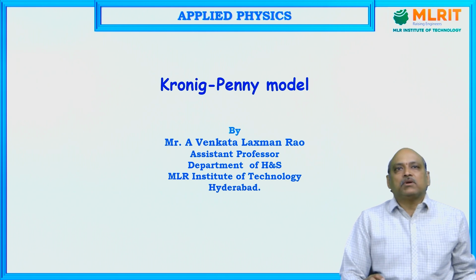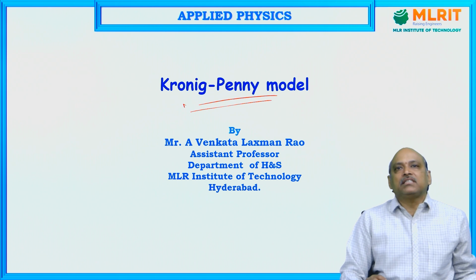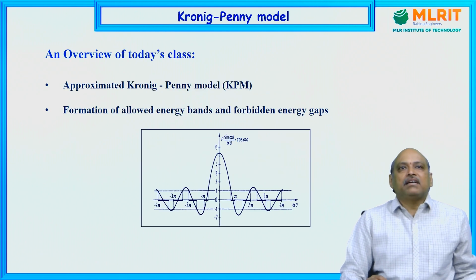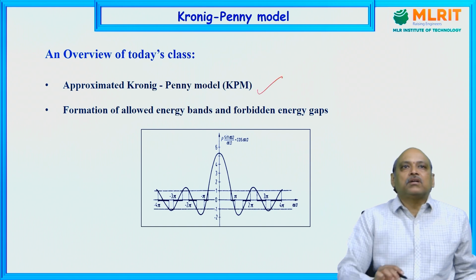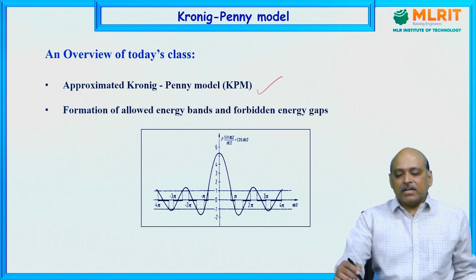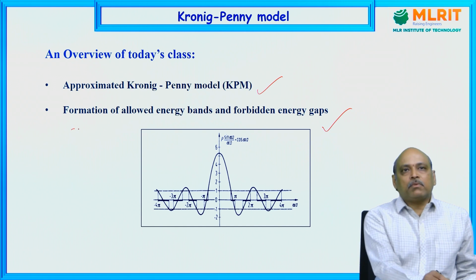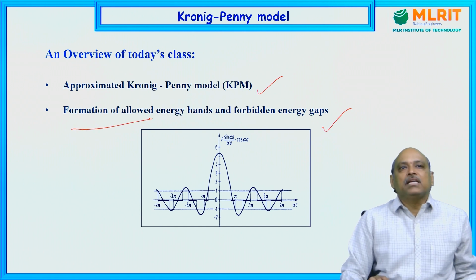In today's session, I am going to explain one important approximated model called the Kronig-Penney model. Let us discuss what this Kronig-Penney model is and what its use is. My session has been divided into two important parts. First, I am going to explain the model, the approximated model. The second is how we can understand the Kronig-Penney model by plotting a graph. The advantage is that we can explain the formation of allowed energy bands and forbidden energy gaps. That I am going to explain at last.